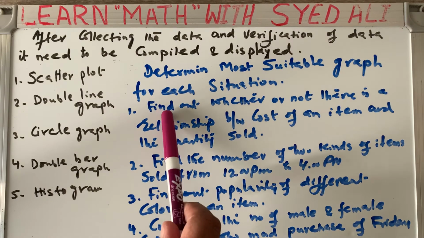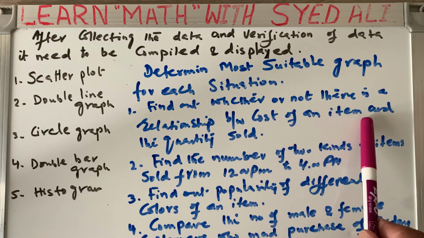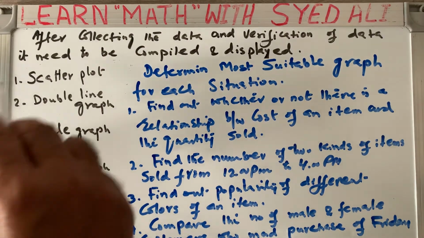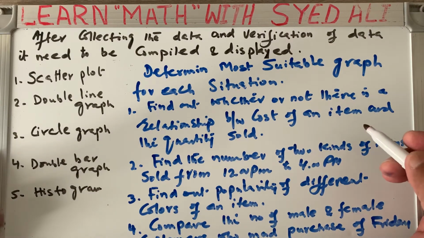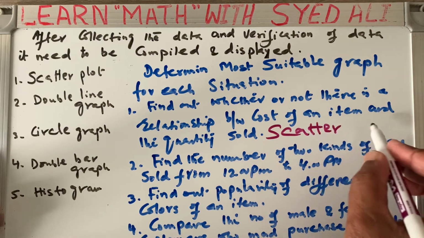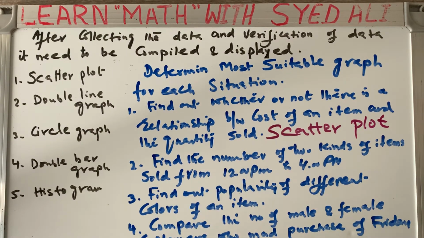Number 1: find out whether or not there is a relationship between the cost of an item and the quantity sold. The best graph to compile this data will be a scatter plot. So I write here scatter plot, because the quantity sold and the cost of the item are always varying. We compare two sets of related data. We have two things, but they are always changing, so a scatter plot is suitable.